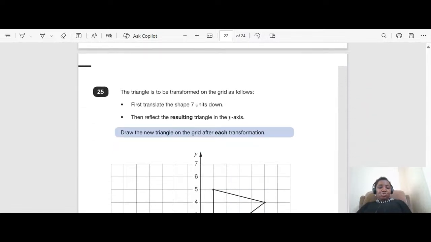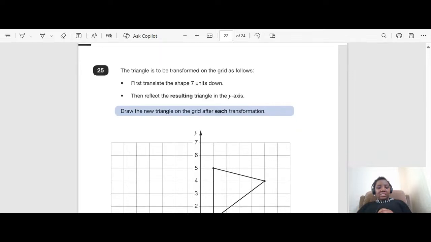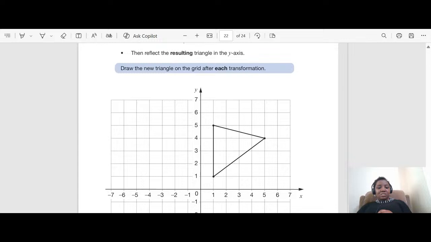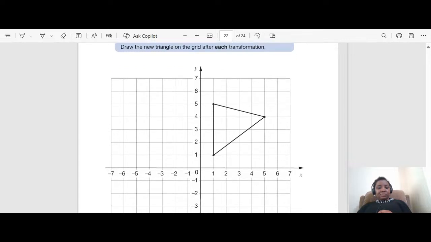Now my question 25, and this is the last one for this question. The triangle is to be transformed on a grid as follows. It says first translate the shape 7 units down, then reflect the resulting triangle in the y-axis. So you have to translate this shape downwards, and then you flip it on your y-axis.